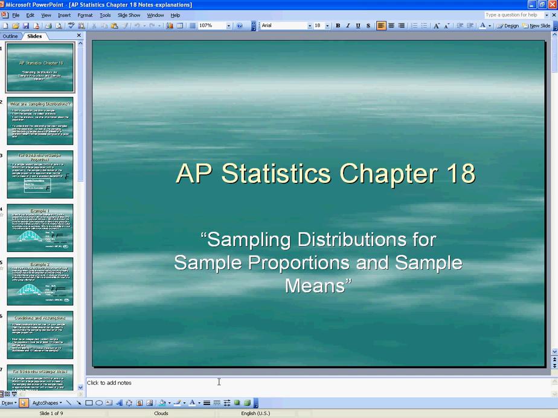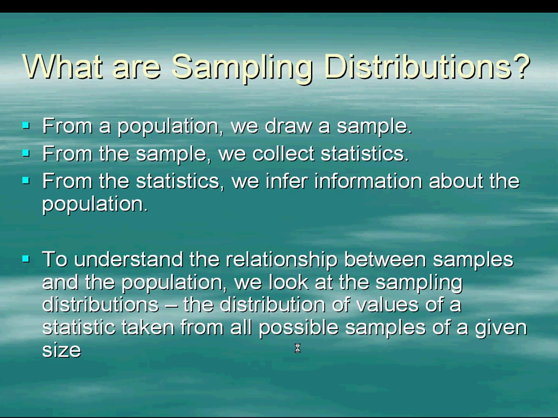Today we're going to be going over AP Stat Chapter 18. This is the introductory chapter into the concept of sample proportions and sample means. A sampling distribution is when you take a sample drawn from your population and you collect statistics on that sample.